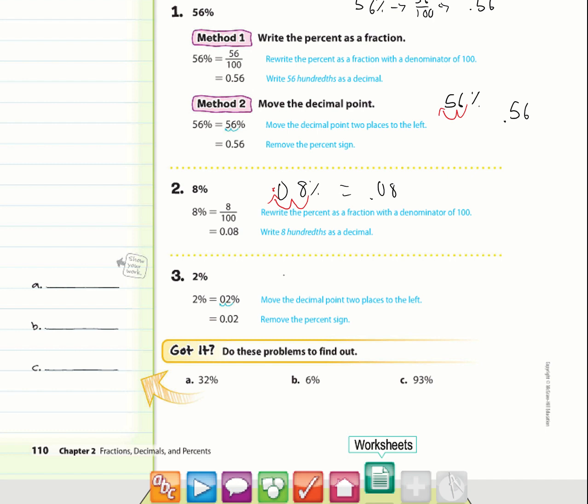Same with example 3. We have 2%. If I move the decimal place twice to the left, now I'm at 2 hundredths. So we're just moving the decimal place twice to the left when moving from a percent to a decimal. So go ahead and try A, B, and C. Pause the video.